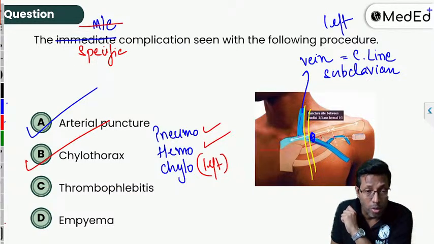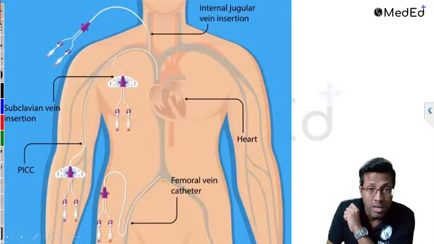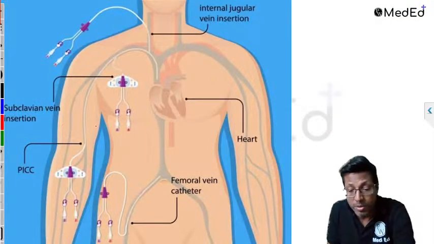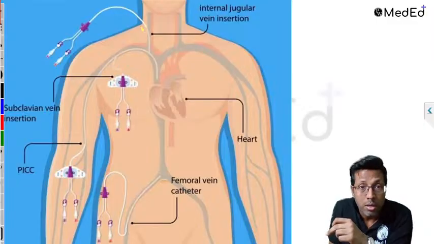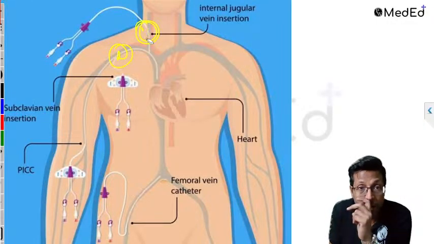So when you're discussing these complications, especially of the central line, first of all, remember central line, the most common spaces used are internal jugular, right? Internal jugular and subclavian are the most common. These are the two areas.